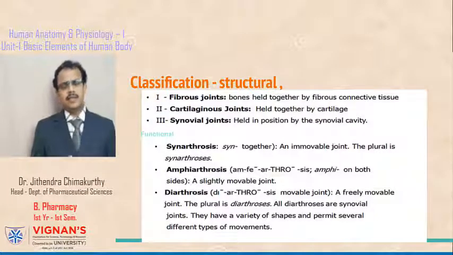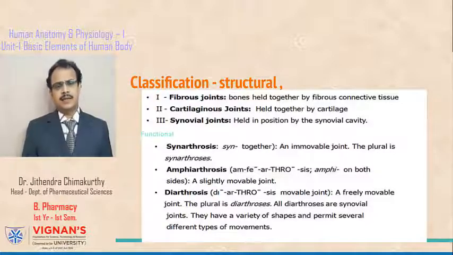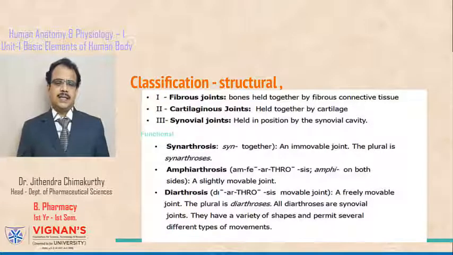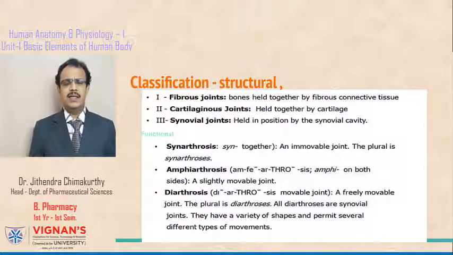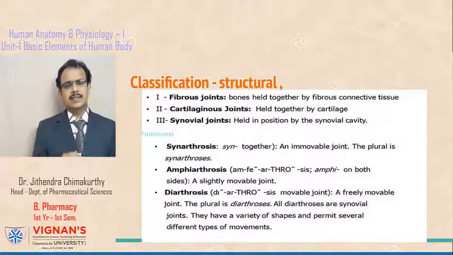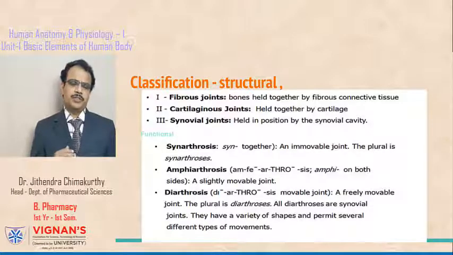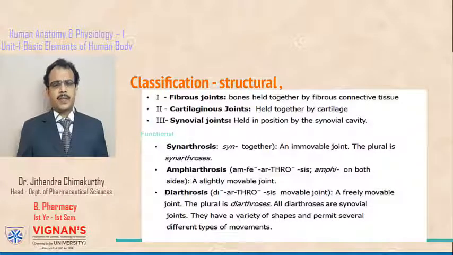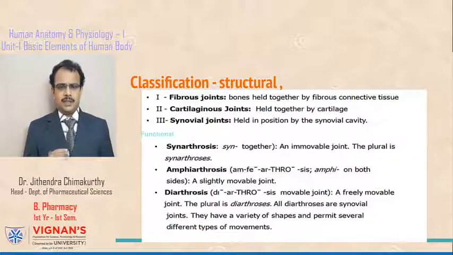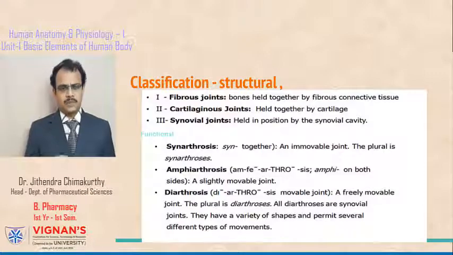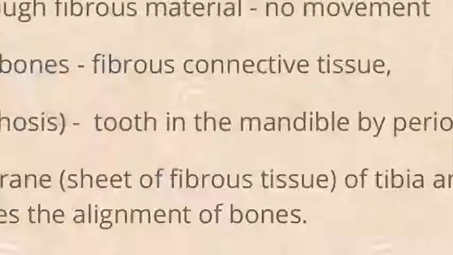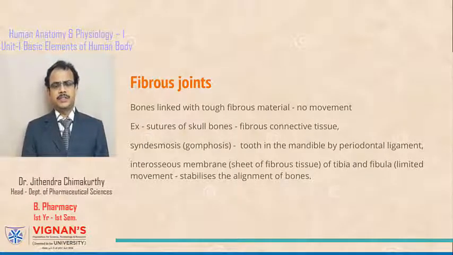There are three different types of joints in the body. They are fibrous joints, cartilaginous joints, and synovial joints. These are the three different types of joints that are found in the body: fibrous joint, cartilaginous joint, and synovial joint. Now let's see about fibrous joints.